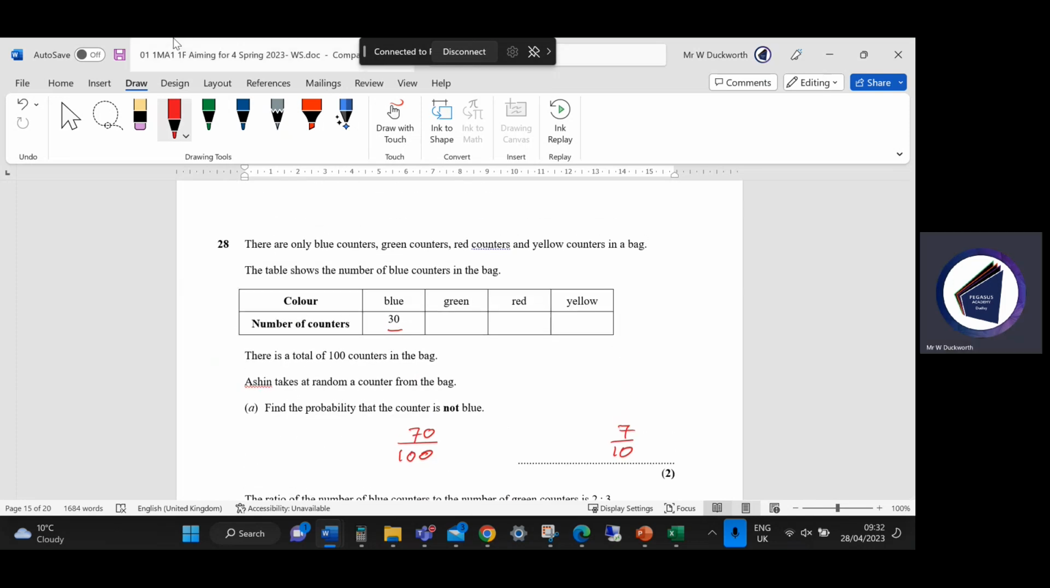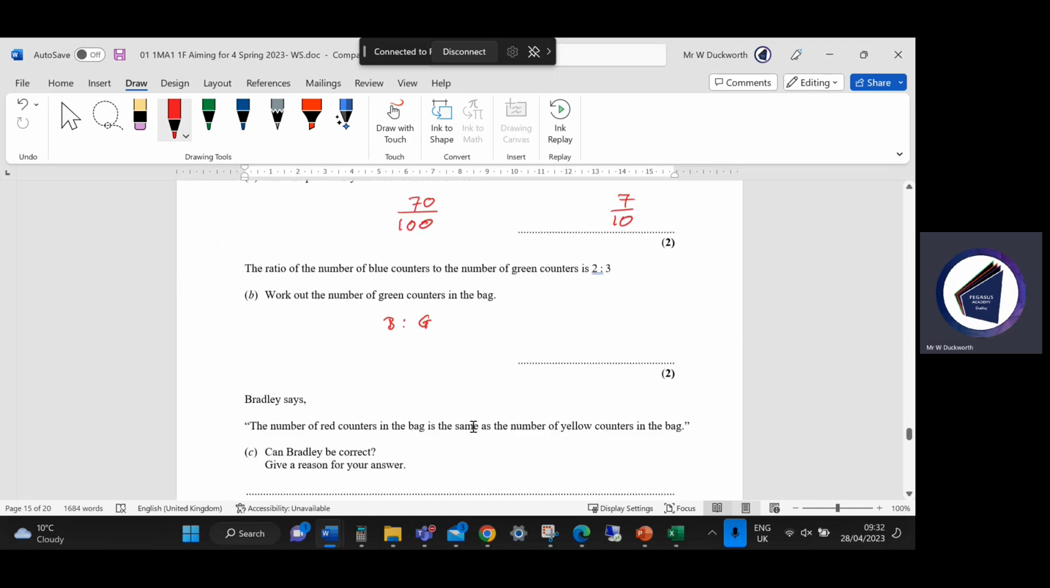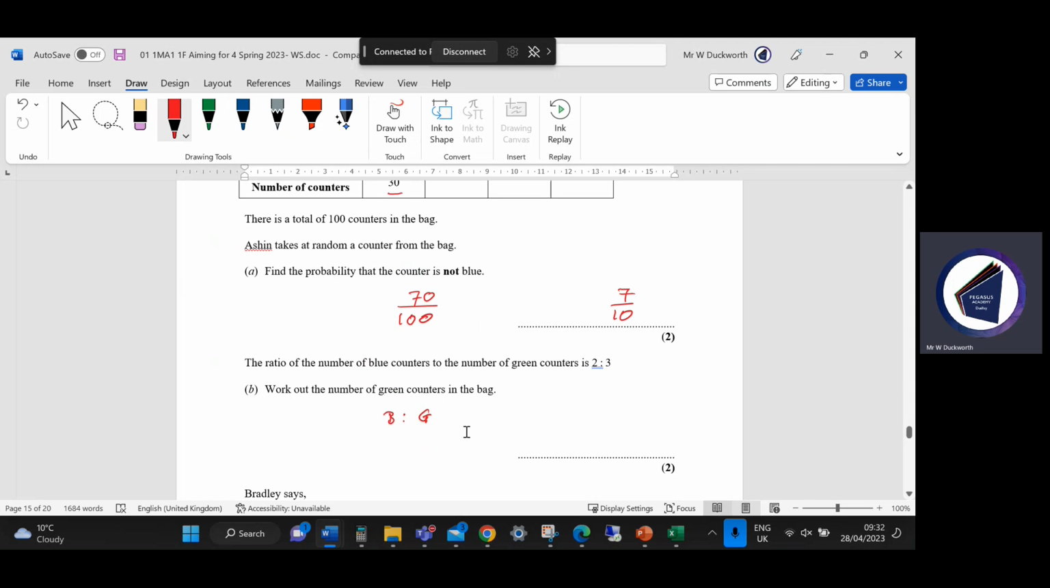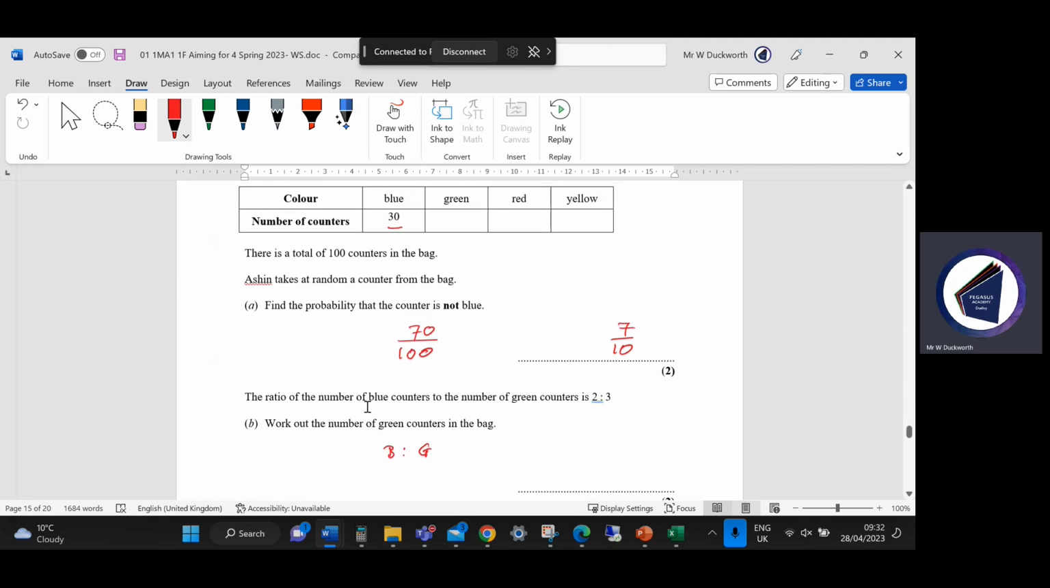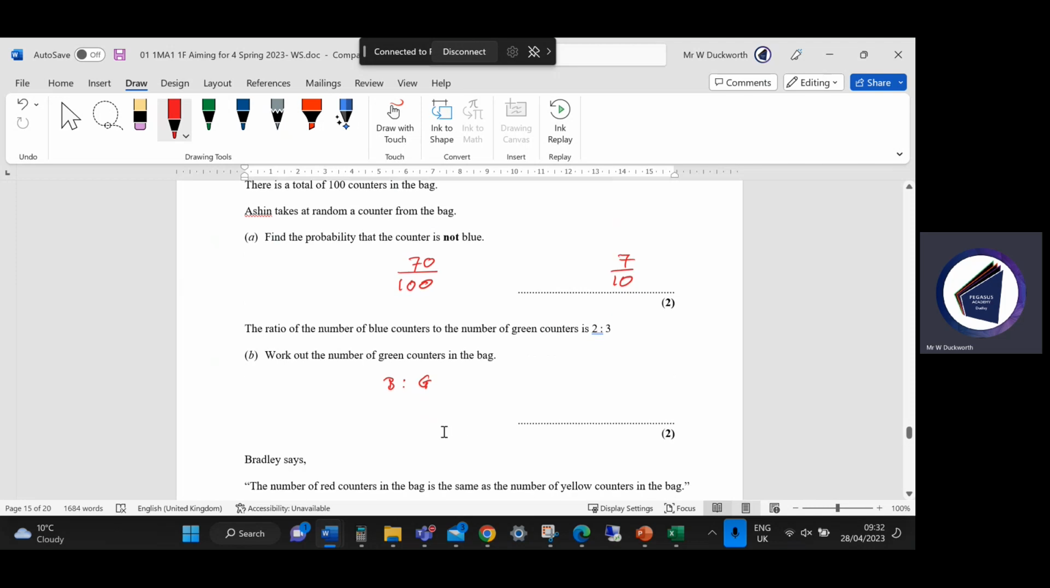Let me just reread the question. There are only blue, green, red, yellow counters in the bag. The table shows the number of blue counters in the bag. There is a total of 100 counters in the bag. Find the probability that it is not blue. Okay, I'm fine with that so far. The ratio of the number of blue counters to the number of green counters is 2 to 3. Work out the number of green counters in the bag. I don't think we've got enough information to do this. Let's just have a quick look at the mark scheme. All right, what does the mark scheme say?